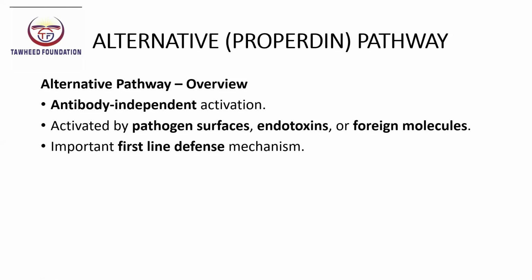It gets triggered by pathogen-associated molecular patterns, that is PAMPs, such as bacterial cell walls, endotoxins, or foreign particles. This makes it an essential part of innate immunity, allowing the complement system to attack microbes immediately upon entry and before the adaptive immune system is engaged. So the alternate pathway is an antibody-independent activation. It is activated by pathogen surfaces, endotoxin, or any foreign particles, and it is an important first line defense mechanism.